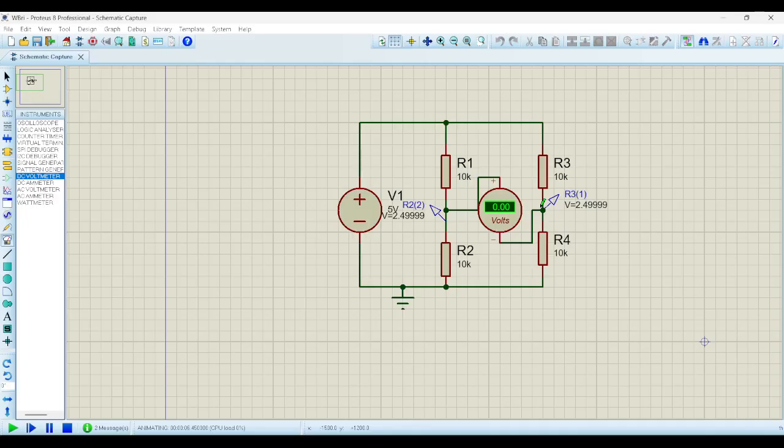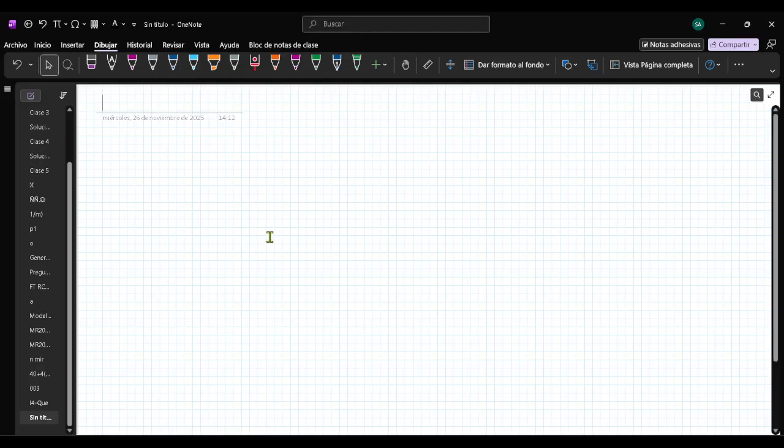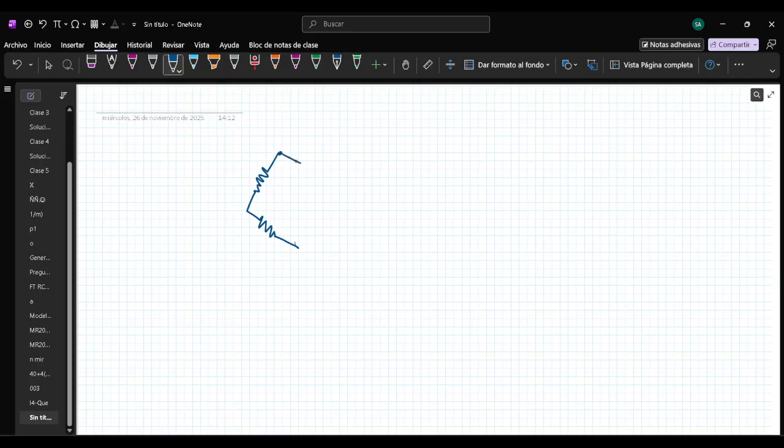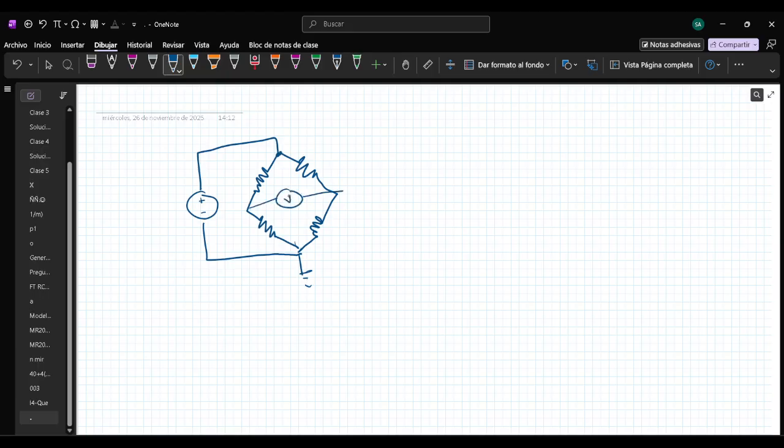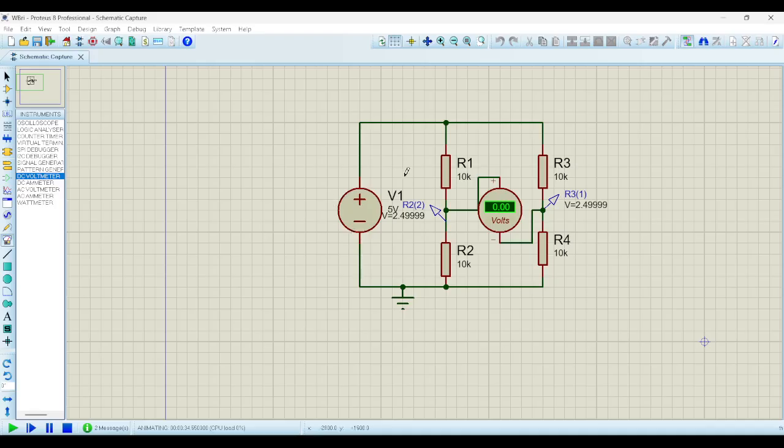Now, let me open one node here. Now, we already know that we have one resistor in series with another, and this branch is in parallel with two other series resistors, right? And this node is connected to the voltage supply, and this is connected to ground. And that's our configuration. And here we are reading the voltage there. Okay, if I call this R1, R2, R3 and R4, it's the same as ours in our simulation, right?